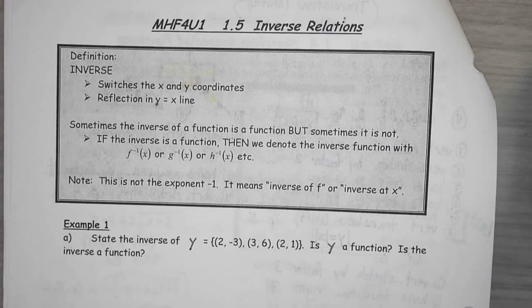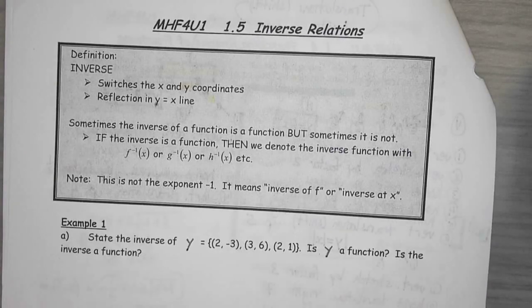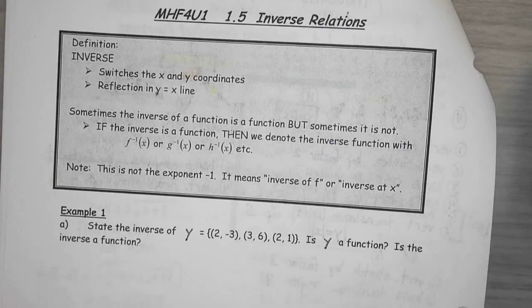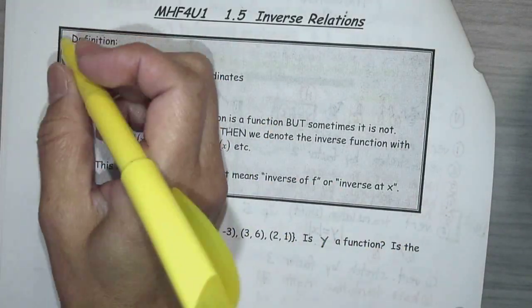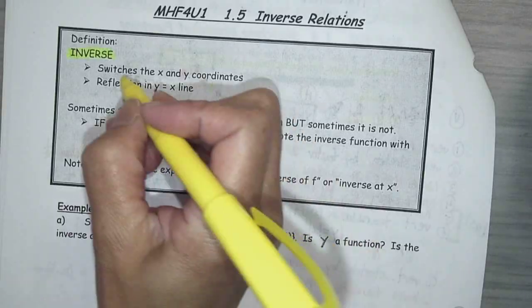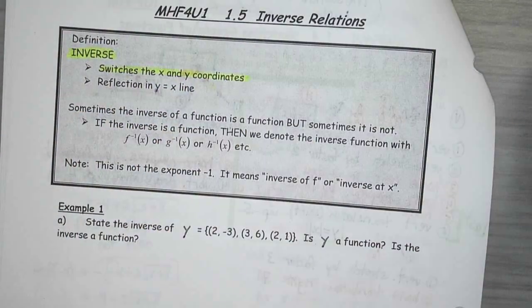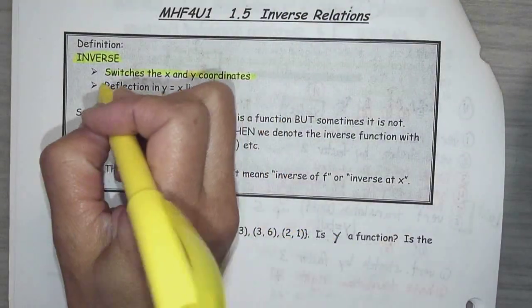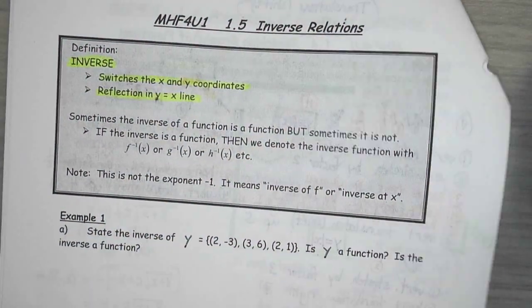Recording. So today's lesson is 1.5 inverse. Again, some of this is review, some of it is new. Last year you looked at inverse of linear and quadratic. So one more time, the definition has not changed. Inverse is when you switch the x and the y coordinates. It's a reflection in the y equals x line.